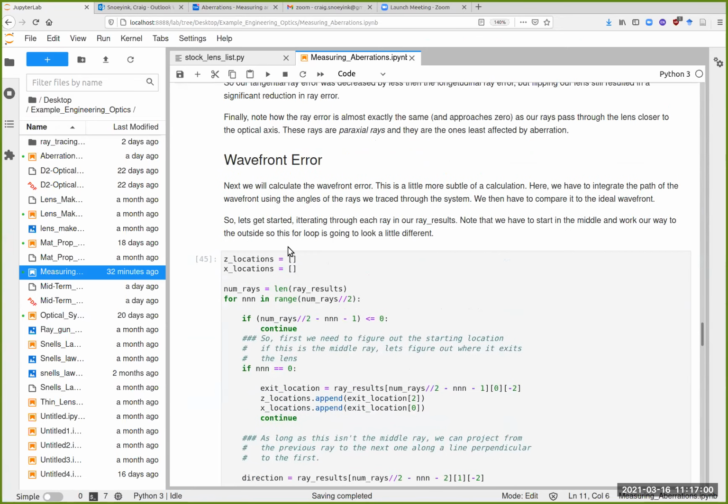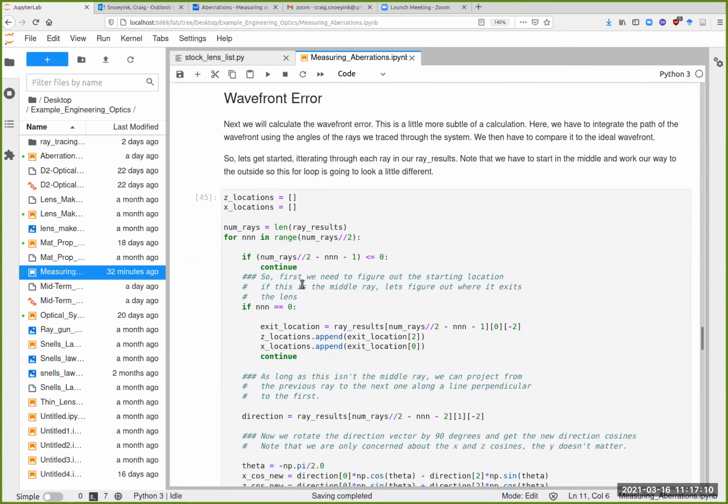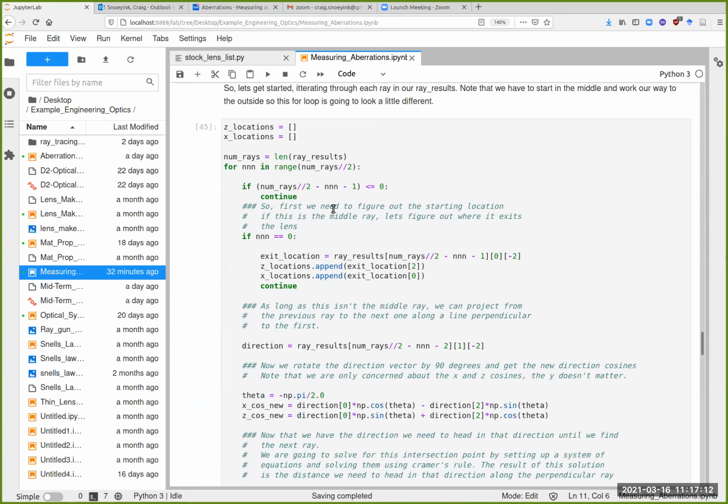Now, if we're trying to calculate wavefront error, and again, I'm going to expect you guys to go through this in much more detail than I'm going through it, simply because you're going to have to for your midterm design project. We will again iterate through each of these rays.